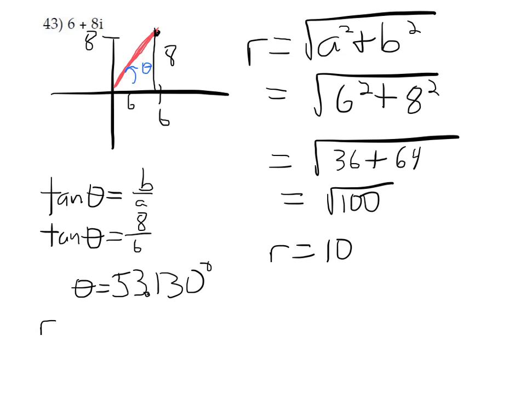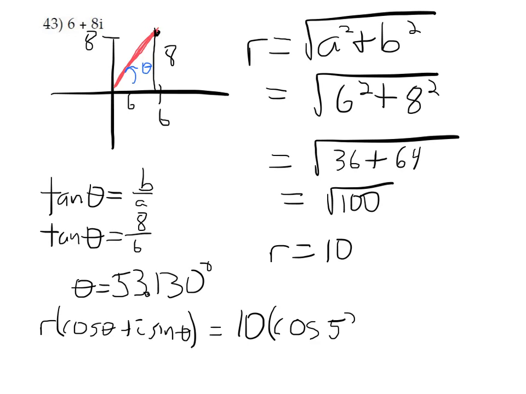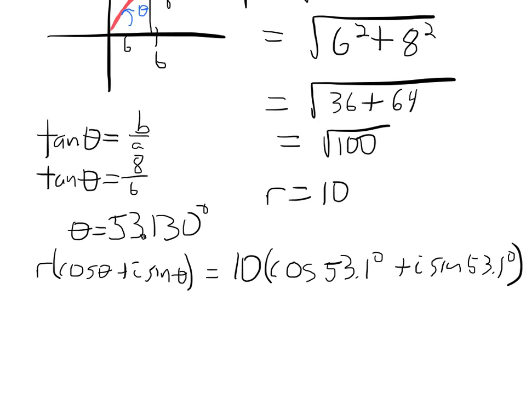Okay, so r times cosine theta plus i sine theta. That form would be 10 times cosine of 53.1 degrees plus i sine 53.1 degrees. You might also have the formula that you're using, 10 cis 53.1 degrees. Cis stands for cosine plus i sine. This is just a shorthand notation. So we have now found the trigonometric form for this complex number.